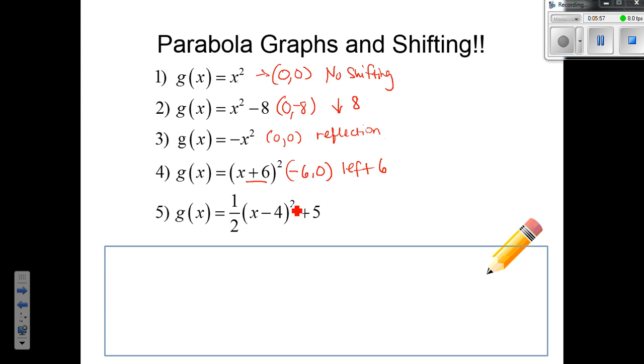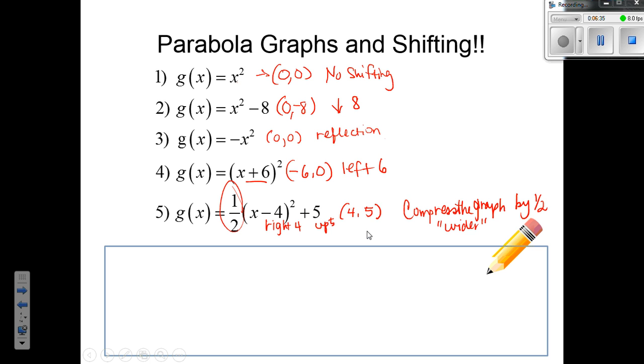Okay, what would happen to this graph? What happened to the vertex of this graph? The vertex of this graph would have been 4, 5, because it went right 4 and up 5. Now what happened with that? Well, that really doesn't change the vertex, but it did change the look of the graph. Remember that compresses the graph or widens it by a half, so it makes it wider.